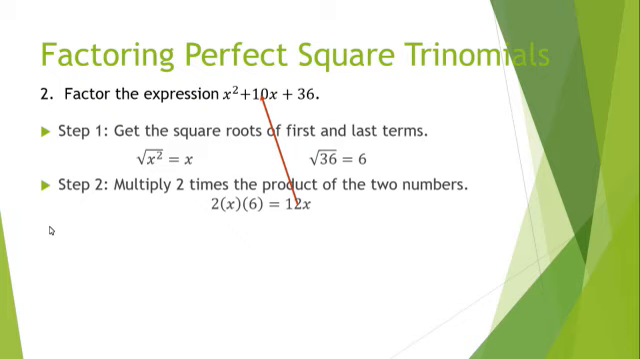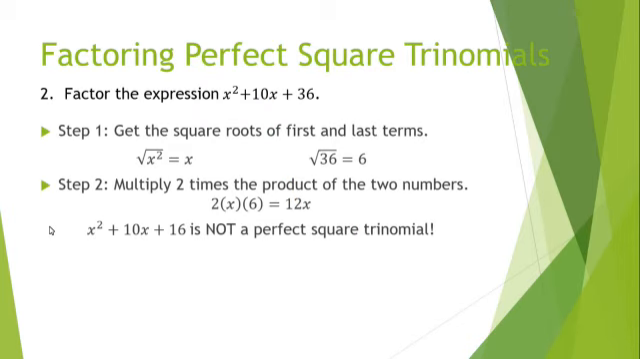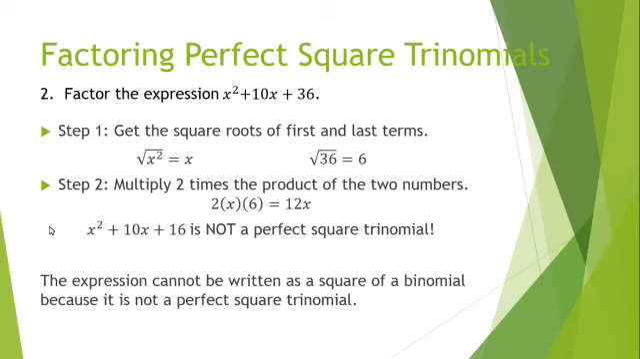Since the product 12x doesn't match the middle term of the given trinomial, therefore, x squared plus 10x plus 36 is not a perfect square trinomial. Now, what happens if the given expression is not a perfect square trinomial? We cannot proceed to step 3. So, the expression cannot be written as a square of binomial because it is not a perfect square trinomial. Okay, let us proceed to the next one.